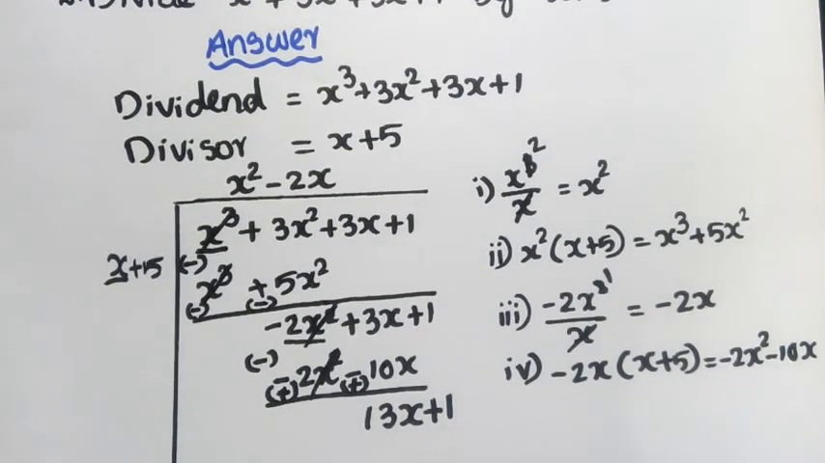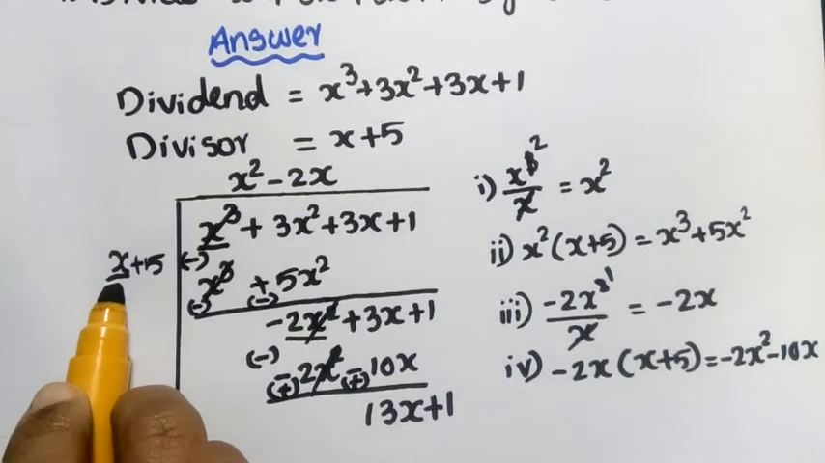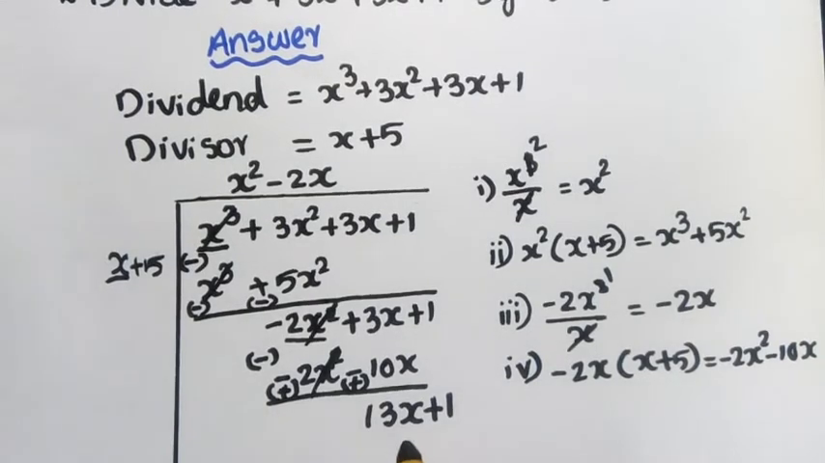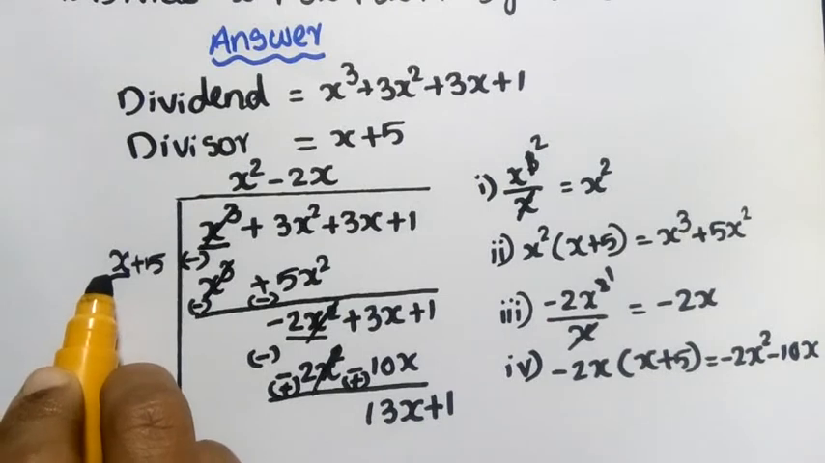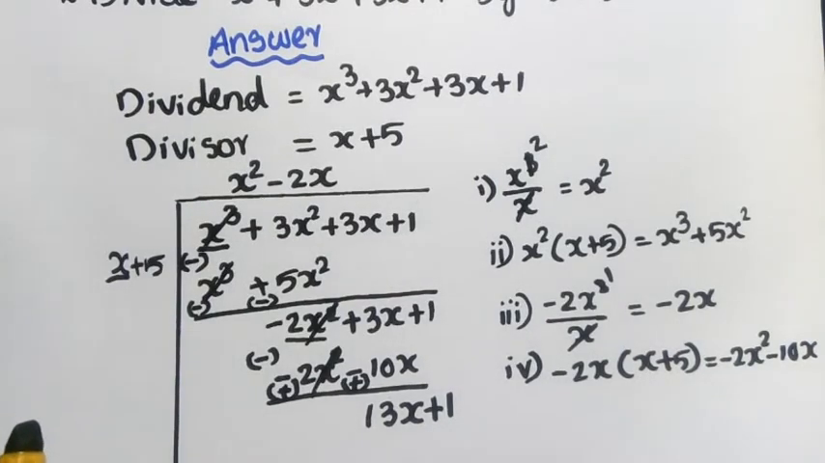Children, shall we stop the process? No, we can't, because we need to continue the process till the degree of the remainder is less than the degree of the divisor. Here the degree of the remainder is 1. Degree of the divisor also 1. They are equal. So we need to continue the process.